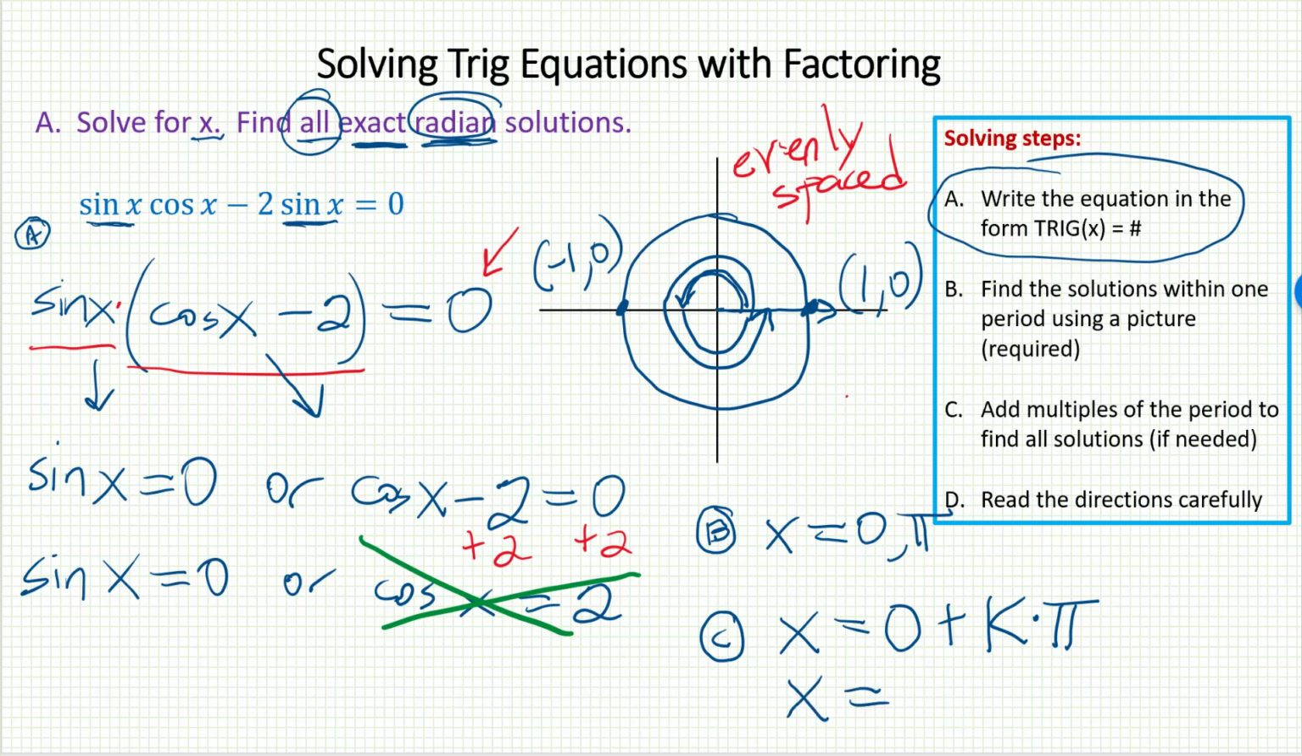In fact, this even simplifies. I don't need the 0. The final answer here would be x equals k pi. That covers 0 pi, 2 pi, 3 pi, 4 pi, negative pi, negative 2 pi, negative 3 pi. We're saying that one line summarizes all the solutions to that equation.